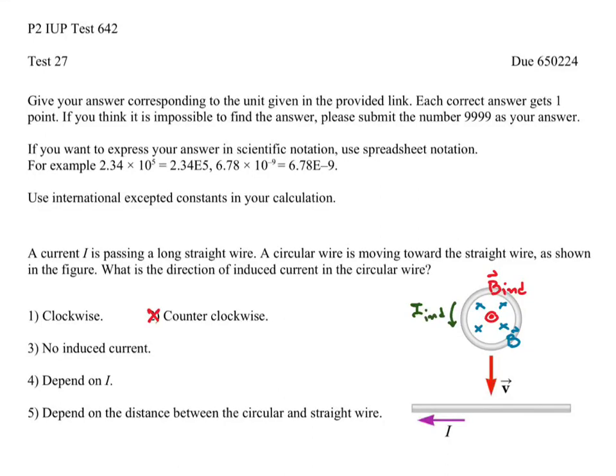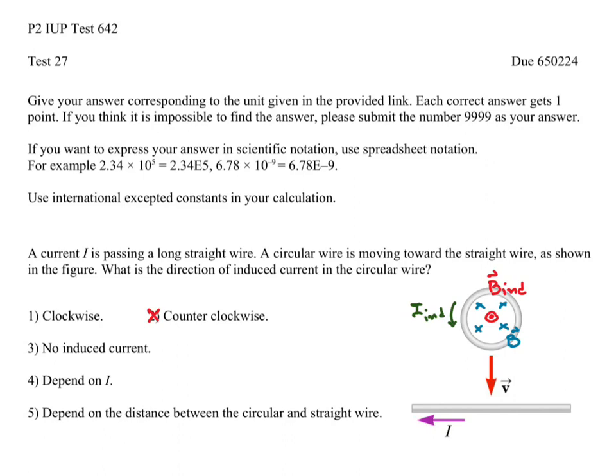Okay, let's see the solution of test number 727. The question is, a current I is passing along a straight wire. A circular wire is moving toward the straight wire as shown in the figure. What is the direction of induced current in the circular wire?